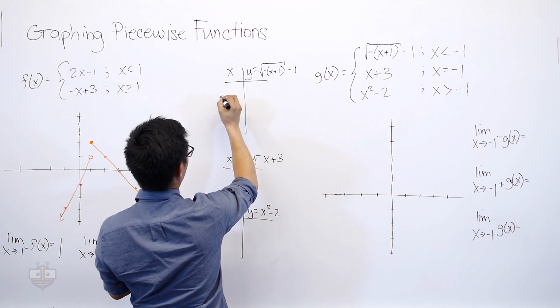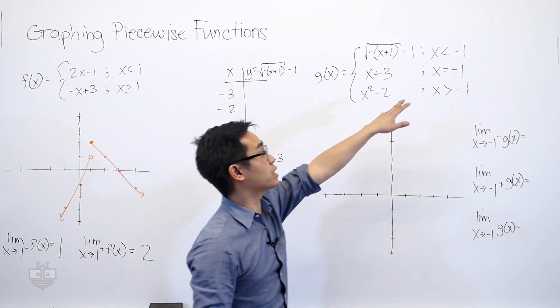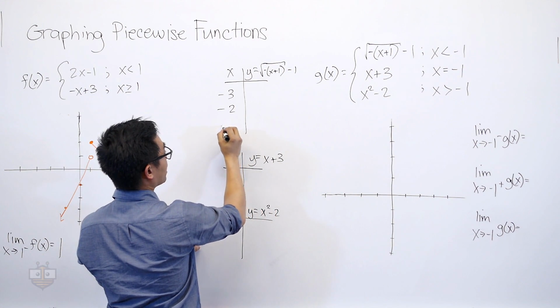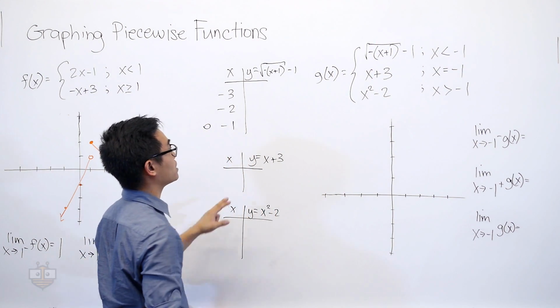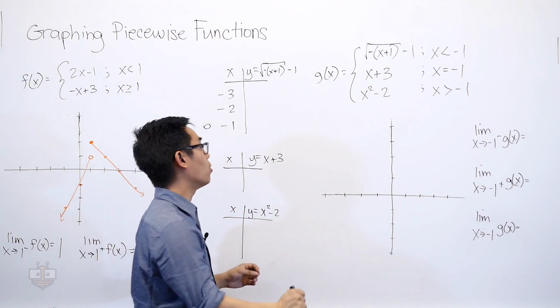So let's choose -3, -2, and even though -1 doesn't belong to this function, we have to know where to put the hole. So I'm going to put a -1 here and a hole to remind myself that we should be plotting this one not as a solid dot, but as a hole.